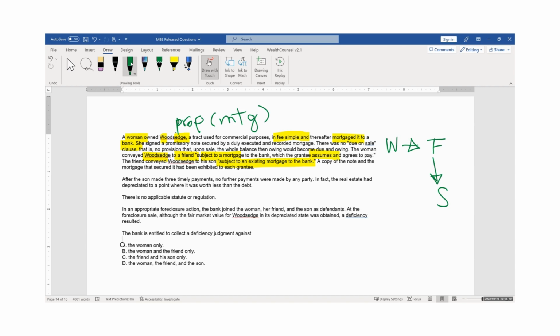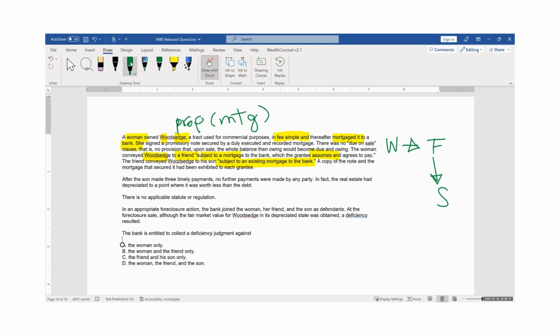A copy of the note and the mortgage that secured it had been exhibited to each grantee. After the son made 3 timely payments, no payments were made by any party. So now there's a default, likely. In fact, the real estate had depreciated to a point where it was worth less than the debt. And so there may be some deficiency, is what they're hinting at. There is no applicable statute or regulation.